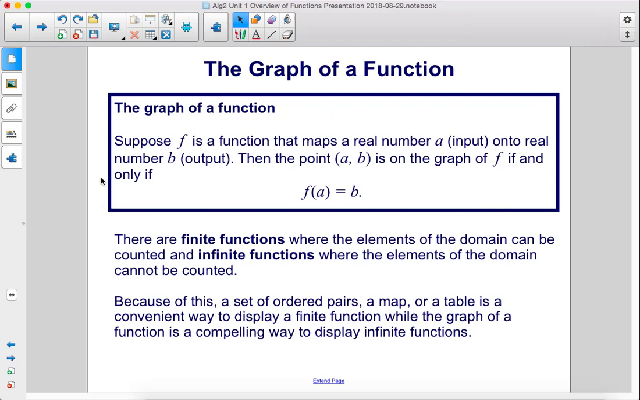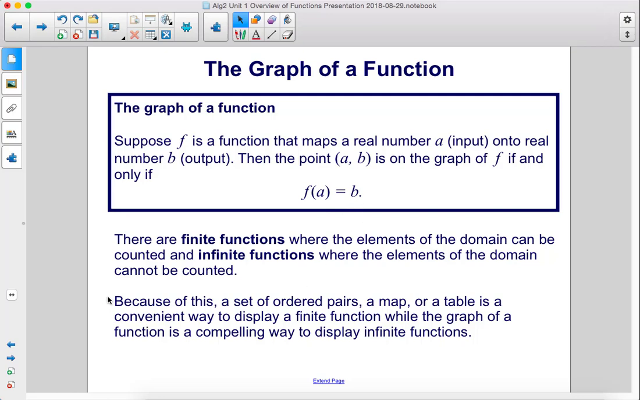The graph of a function. Suppose f is a function that maps a real number a, the input, onto real number b, the output. Then the point (a, b) is on the graph of f if and only if f(a) equals b.